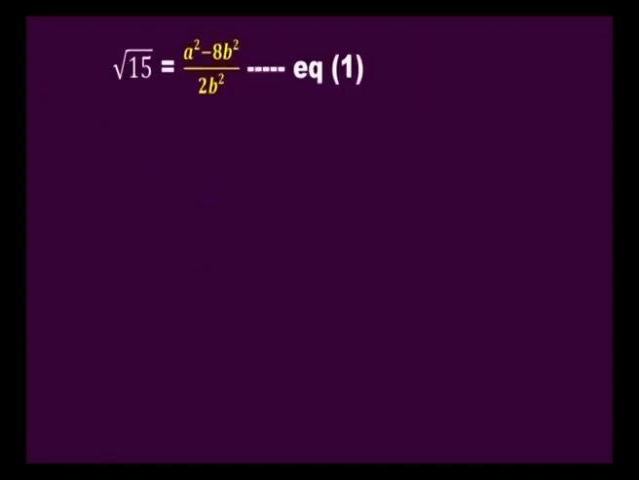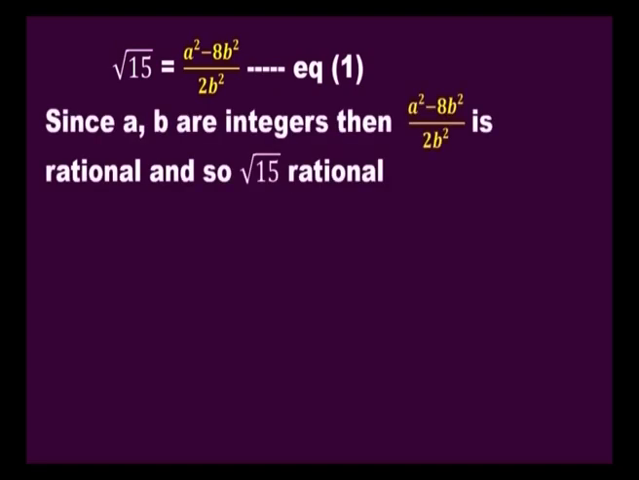Now if you observe, there is an LHS and an RHS. The LHS is root 15 and the RHS is (a square minus 8b square) by 2b square. Since a, b are integers, (a square minus 8b square) by 2b square is rational. Here we are getting the RHS as rational, so obviously the LHS also will become a rational number. So we are getting here that root 15 is a rational number.